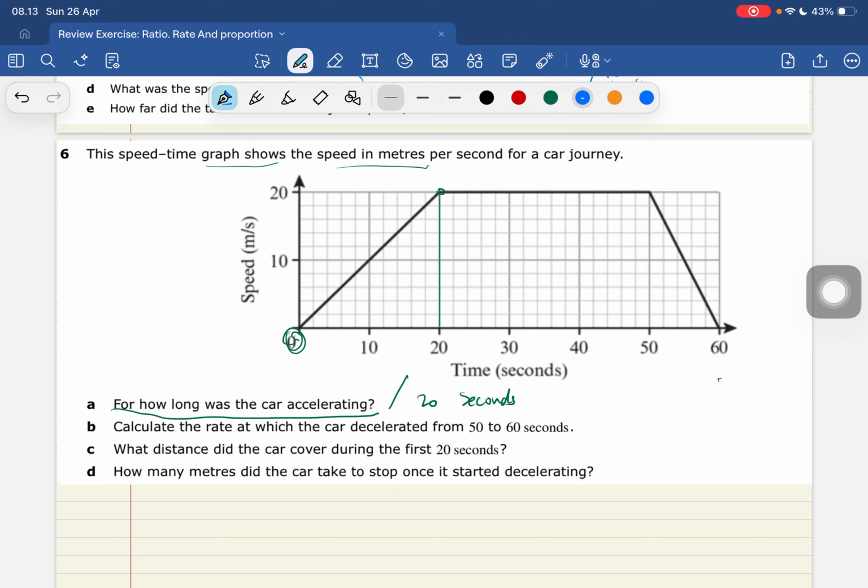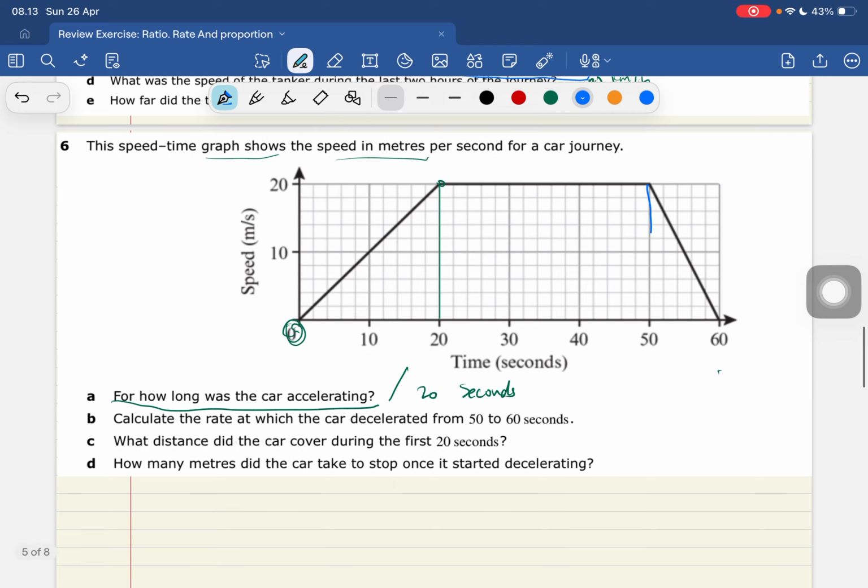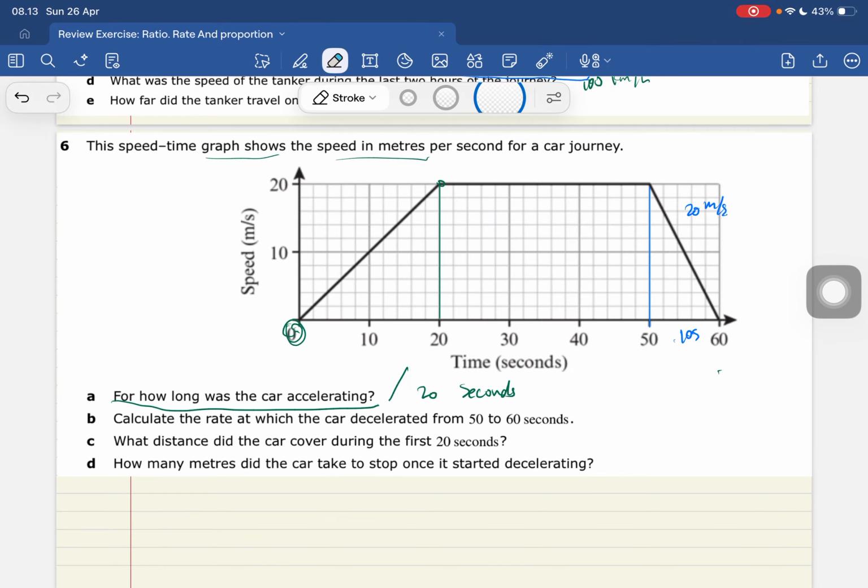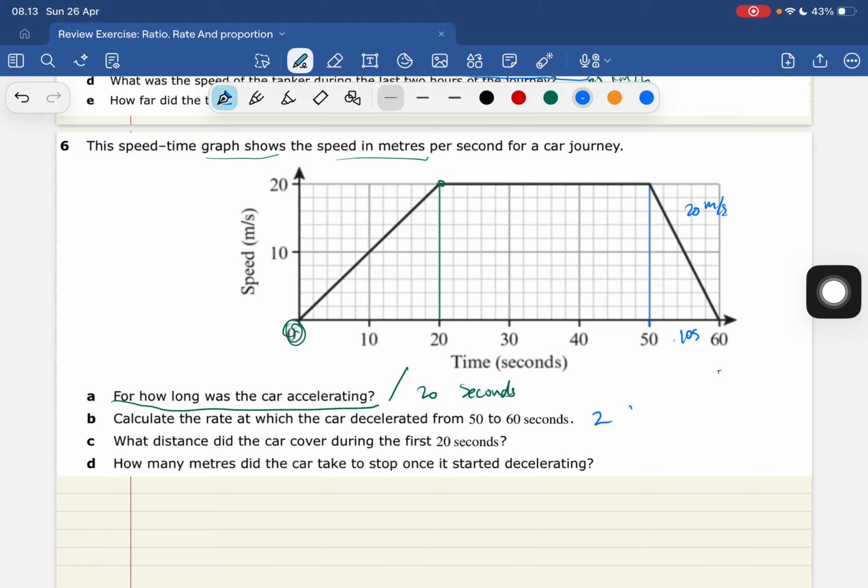Calculate the rate at which the car decelerated from 50 to 60. Okay, the time is 10 seconds. Here is 20 meters per second. So to find the rate, we can just do 20 divided by 10. So it will be 2, and meters per second divided by second is meters per second squared.